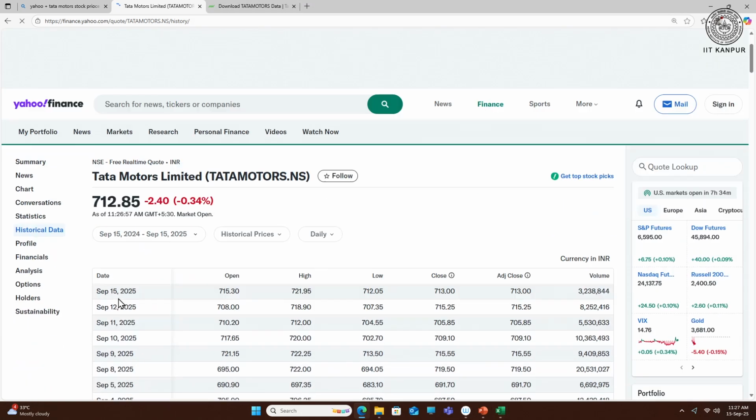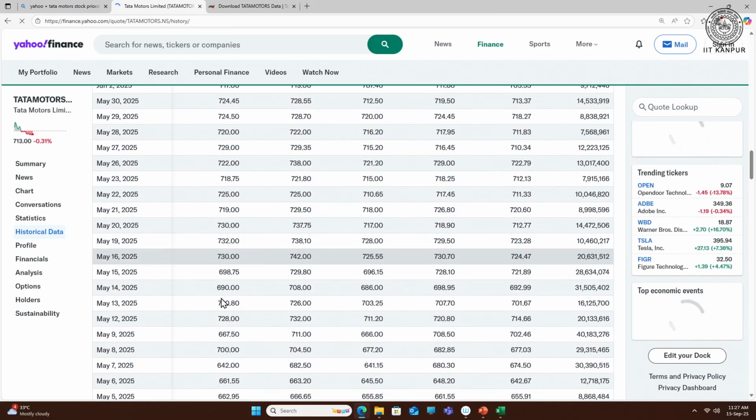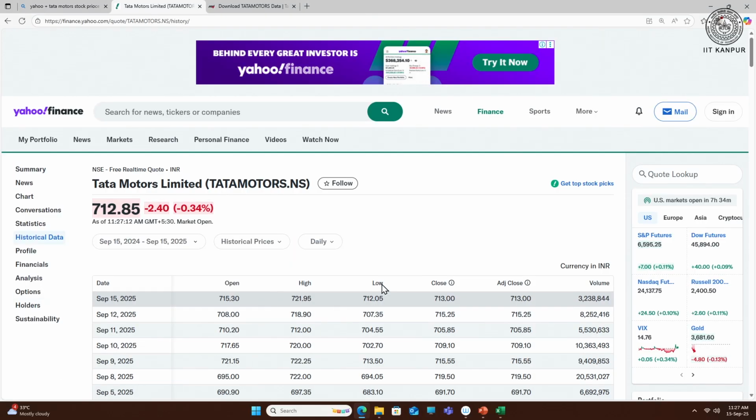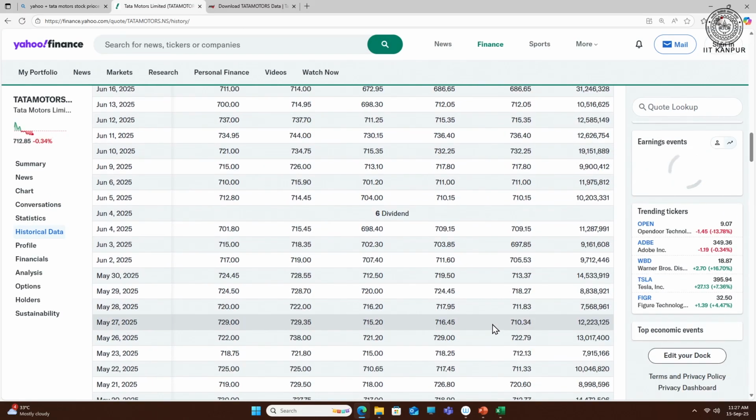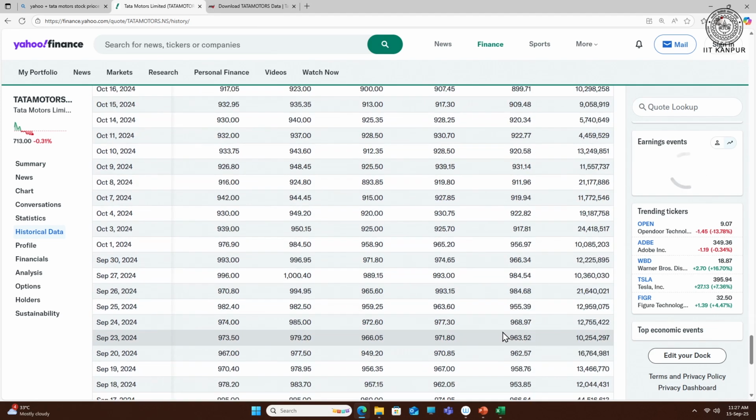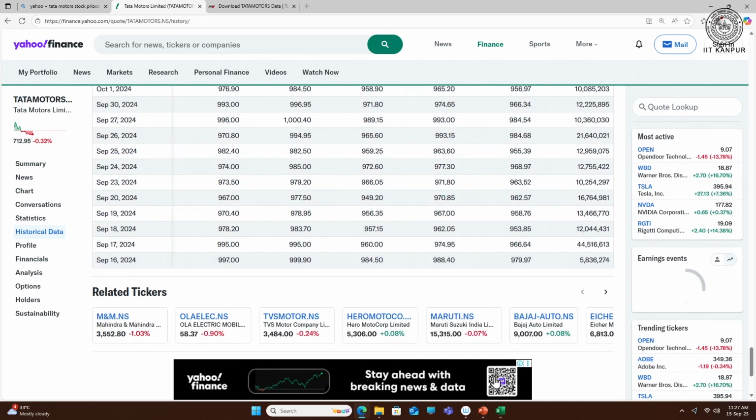Just 1 minute. Yes, I will take the data. By the way, the data which I am going to take would be the closing price, because if you see this heading, you have opening price, high price, low price and closing price. There is adjusted close also, but if I discuss that, we will go more into the realm of finance. So, I will skip that. I will copy it here.